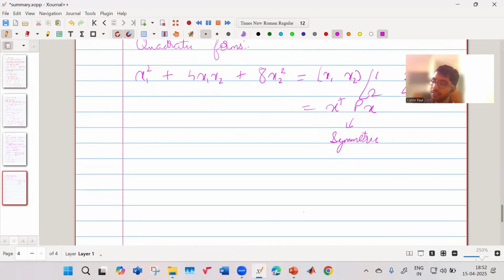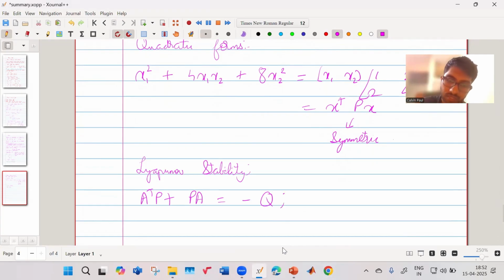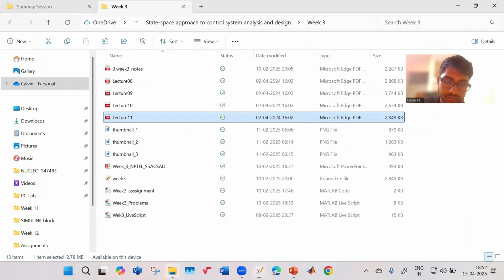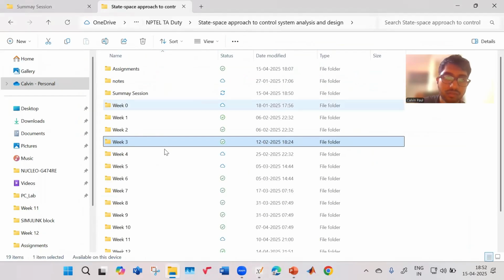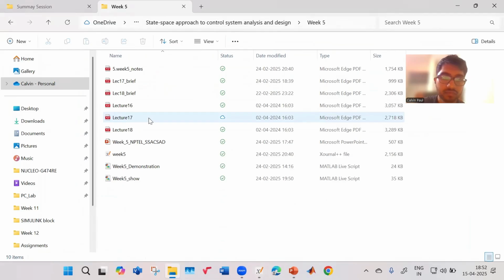And now we will consider Lyapunov stability. We have to find P such that A transpose P plus PA is equal to minus Q, where P is positive definite, and there are certain conditions. Let's go to week 5.